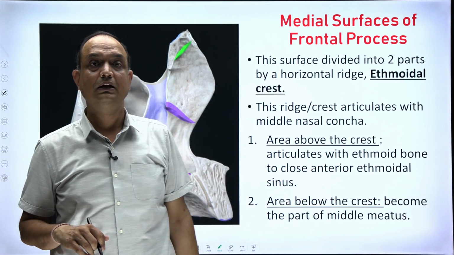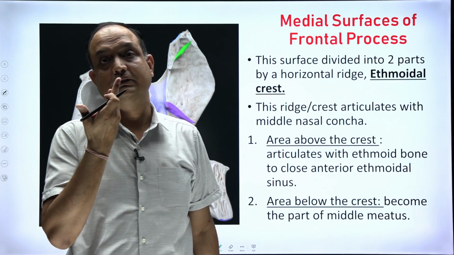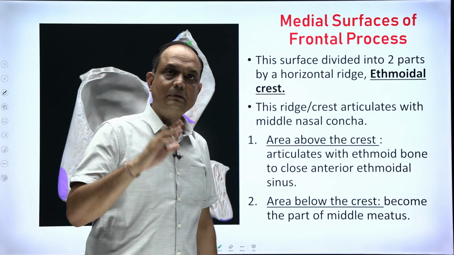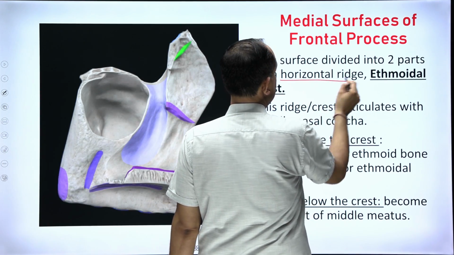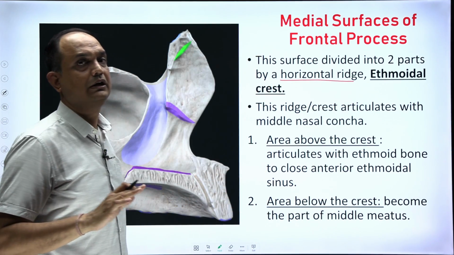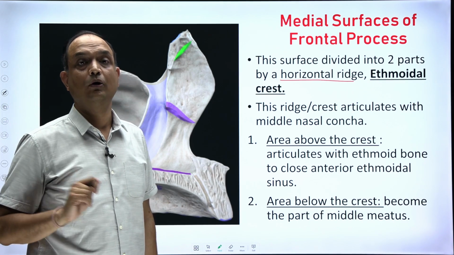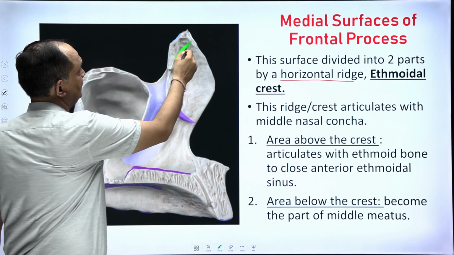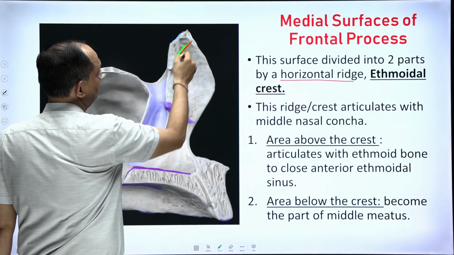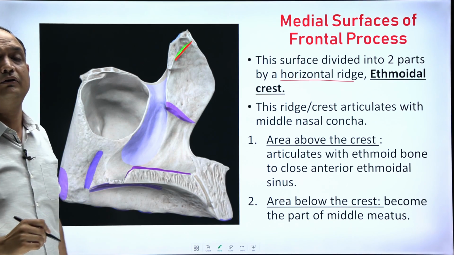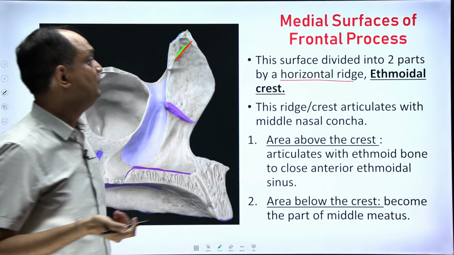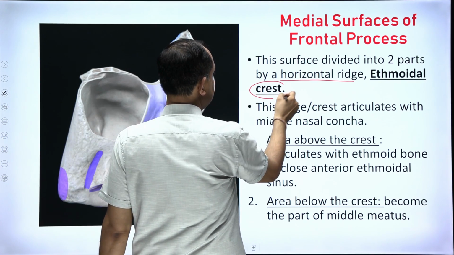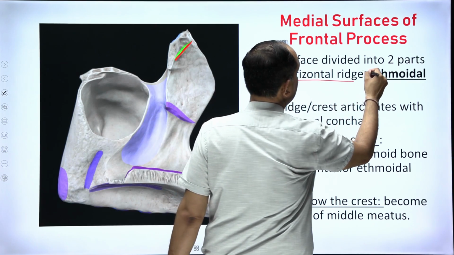nasal side of this inner side of the process. Now, again on the inner side you are going to see an oblique or, you can say, horizontal ridge. This ridge is not exactly horizontal, it is an oblique ridge, and this oblique ridge which is present here on the inner or nasal side of this frontal process of maxilla is known as the ethmoidal crest. This is another crest which is known as the ethmoidal crest.